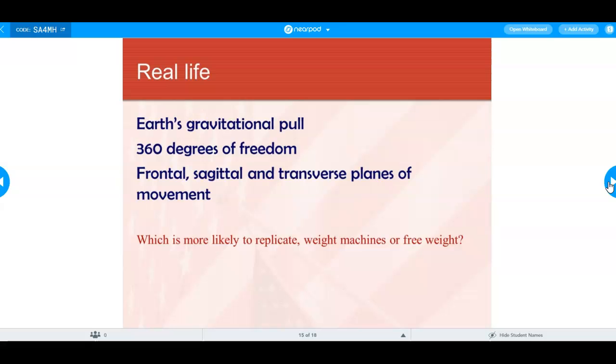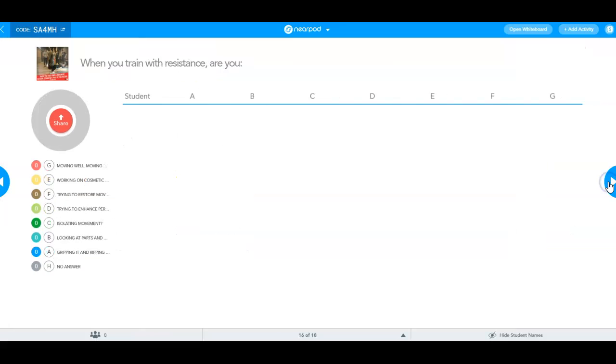So in real life, we have Earth's gravitational pull. We have 360 degrees of freedom. We have the frontal, sagittal, and transverse planes of movement. So which of these is more likely to replicate the real life movement that we have? Machines or free weight? If you're playing along at home, then you could do this. When you resistance train, what are you doing?